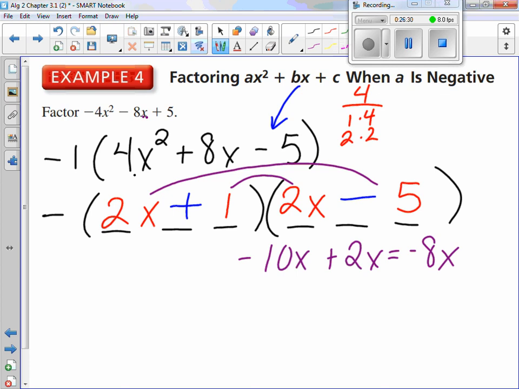What did we do? We factored out a negative 1, yes? Whenever we factor something out, a greatest common factor, we're not looking at the start. Because what are we actually factoring? We're factoring this thing here. What's the value of x? Positive 8x, yes? We need to switch the signs.